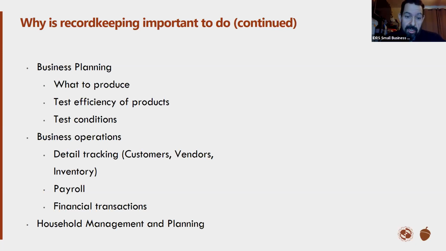So you want to know who your customers are. You want to know who your vendors are. You want to know what inventory you have on hand. How much you're paying somebody in their payroll, right? Because if you have employees, you're going to have to cut a payroll check. All these are different things. And of course, the thing we're going to be talking about today is financial transactions. All these are just the things that you have to keep track of all the time just to even be able to operate your business.